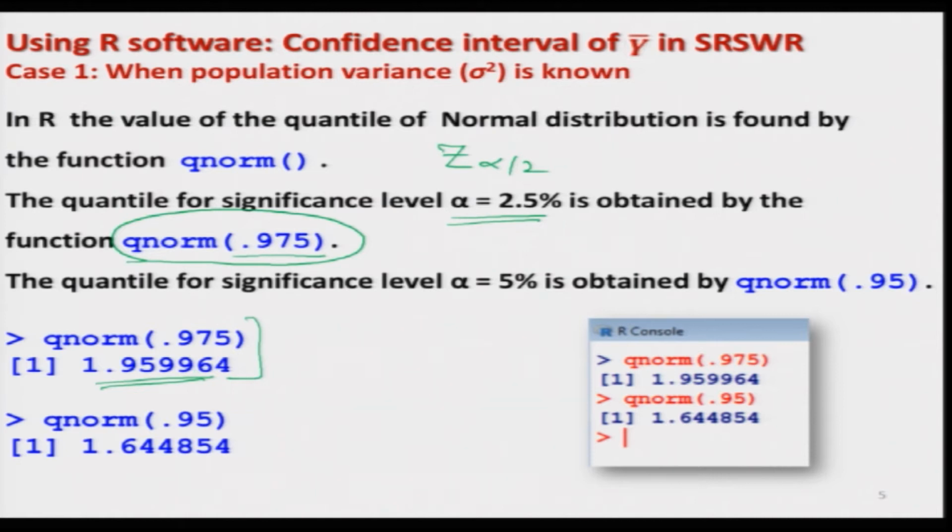Which is an approximate value, and the same command can be run on the R console also. And if you want to put this alpha to be 5%, then the value inside the parenthesis in the qnorm command will be 1 minus alpha. So, that will be 1 minus 0.05, which is 0.95, and this value comes out to be close to 1.64.